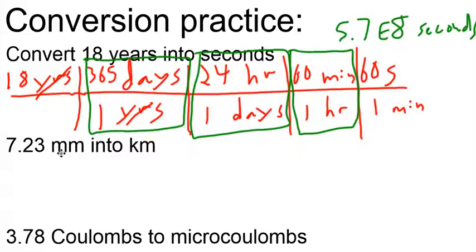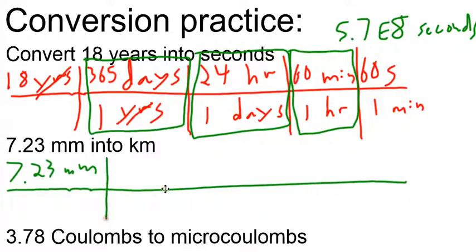Now, using our prefixes, 7.23 millimeters into kilometers, we again start out with what we're given, millimeters. We draw this out. We want to get to kilometers. So millimeters, if you know the number of millimeters in a kilometer, you can convert directly. But if you don't, it's always safest to convert to the base unit first. Millimeters and kilometers, our base unit is the meter, so we want to convert our millimeters to meters first. So we need to cancel out our millimeters, so we put these on bottom, and we want to convert to meters on top.